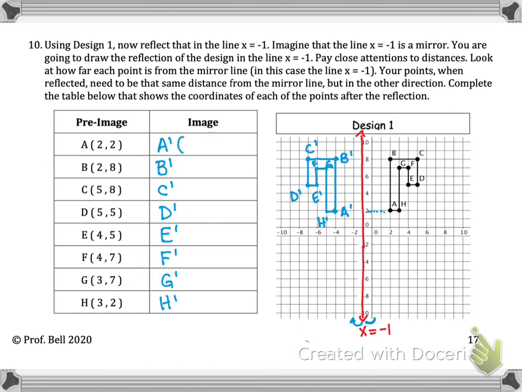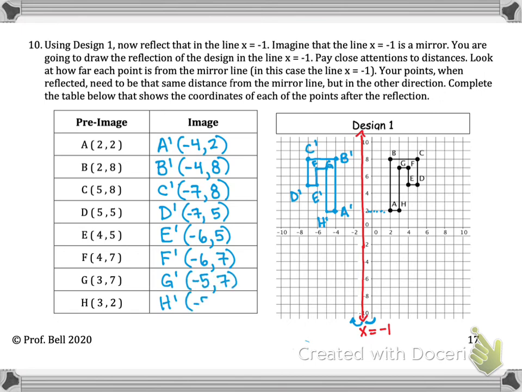A would be -4, 2. B would be -4, 8. C is -7, 8. D is -7, 5. E is -6, 5. F is -6 and 7. G is -5 and 7. And H is -5 and 2.